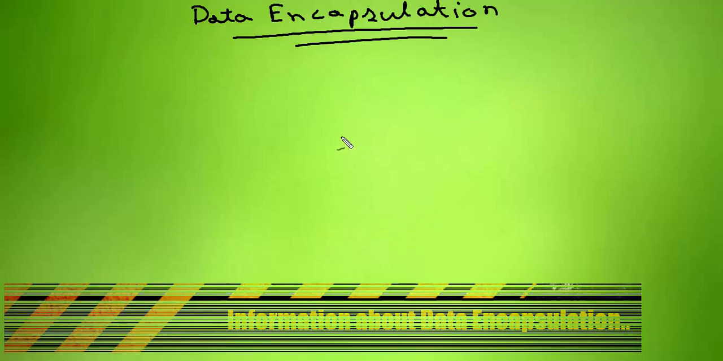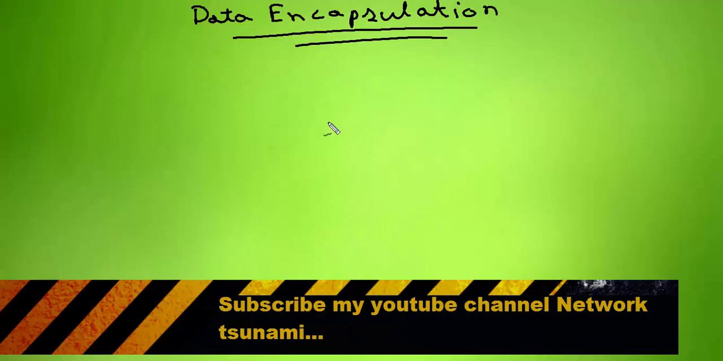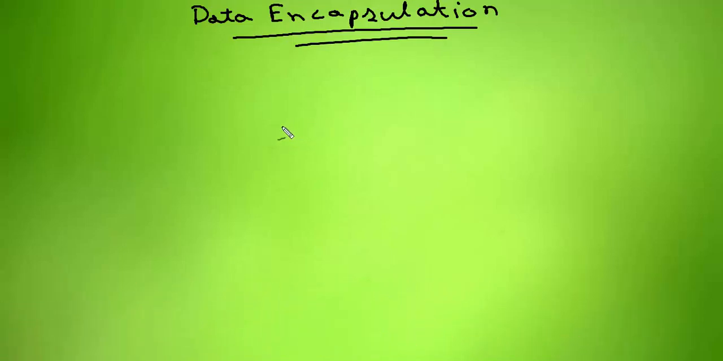So let's start. Whenever a host transmits data across a network to another device, that data goes through a process called encapsulation. Whenever we perform encapsulation, it adds protocol information at each layer of the OSI model. Each layer communicates only with its peer layer.